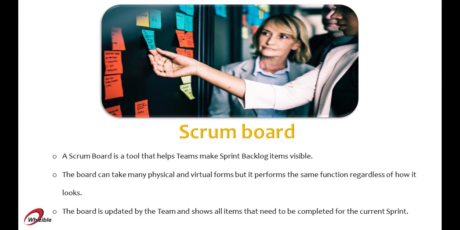A Scrum board is a tool that helps teams make sprint backlog items visible. The board can take many physical and virtual forms, but it performs the same function regardless of how it looks. The board is updated by the team and shows all items that need to be completed for the current sprint.